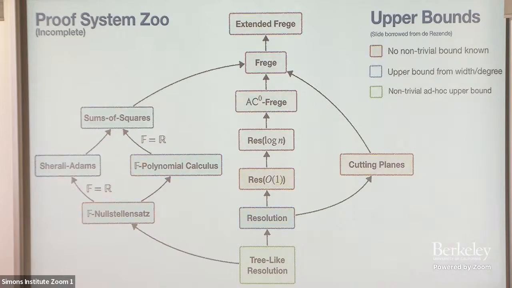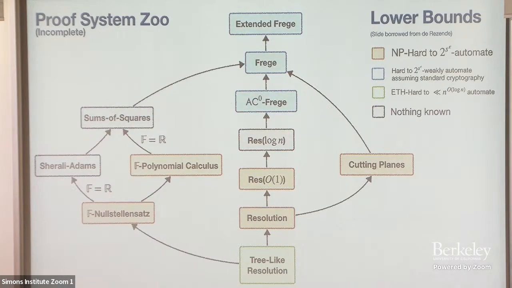On the other hand, if we contrast this to the lower bound side, some of these colors have changed, I hope. Okay, good. Here it's easiest to divide things up in terms of the strengths of assumptions. Up here for these very, very strong proof systems, if we assume standard assumptions in cryptography, then we can show that it's already exponentially hard to even weakly automate these proof systems.